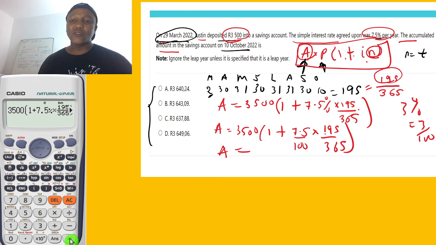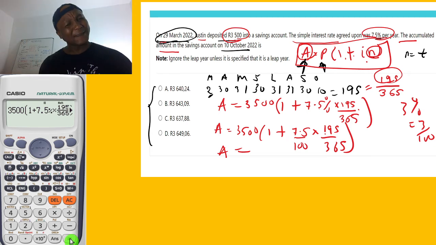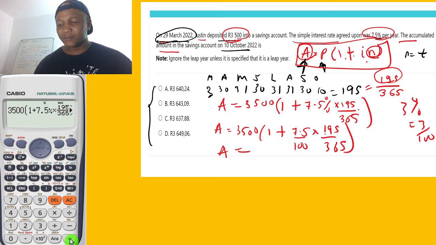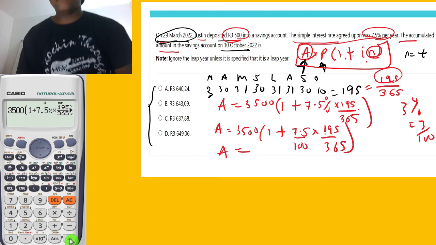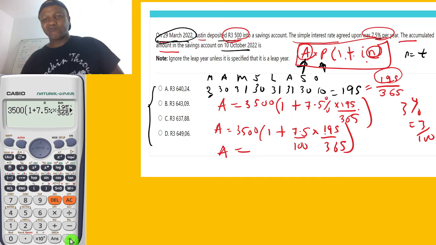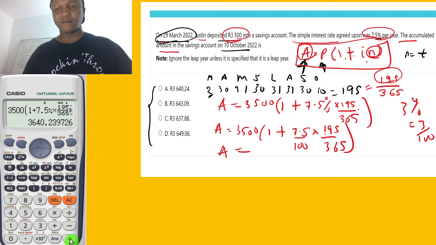Get an answer. And then we're gonna put 196. So when you put it in the calculator and get an answer, the option is gonna be option number 1. You see? So exactly, because it's going to be 23, 9. When you approximate, it's going to be 3640. Okay, so option number 1 is the correct answer.